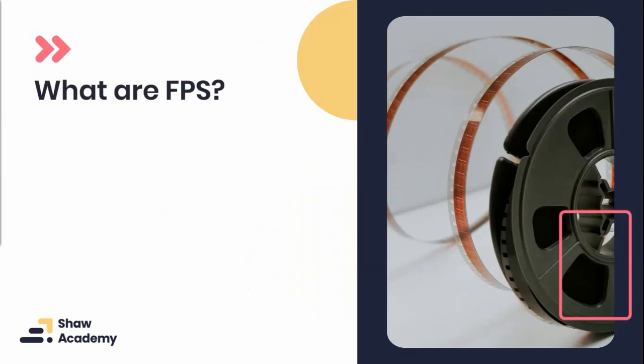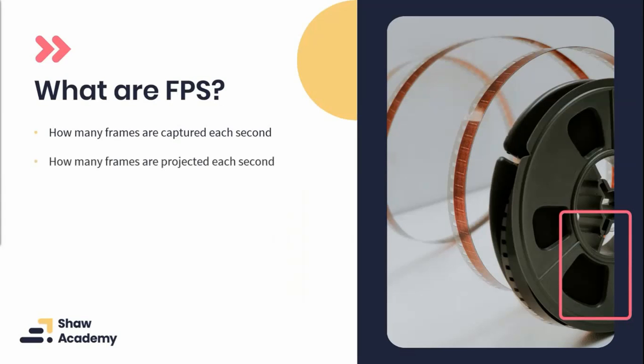What is FPS? I'm not talking about first-person shooters. Again, if you're a gamer, no, we're talking about frames per second. So it's how many frames are captured each second. Imagine a photograph that's being taken over and over and over, and you determine how many times that photograph is taken per each second. So it's also how many frames are projected each second. So again, how many frames are played back each second.